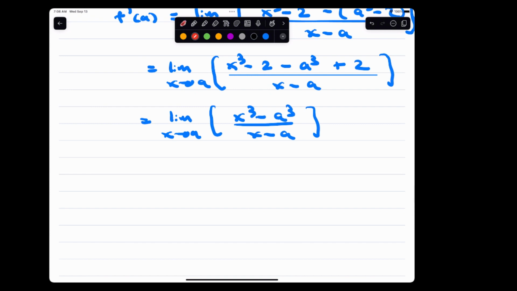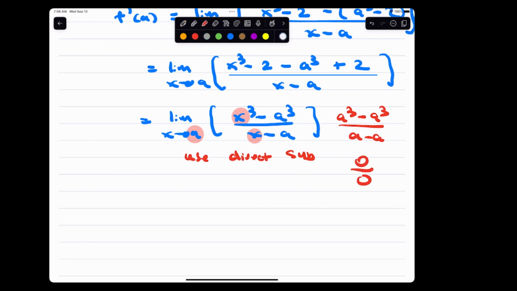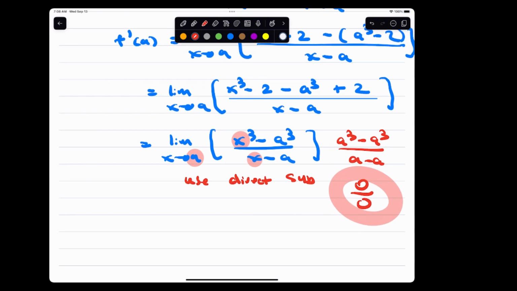Let's see. What would you guys do now? Use what again? Direct substitution. What happens if you plug in that a value for x? What do you think you end up with? A cubed minus A cubed over A minus A right over here. And what does that give you? 0/0. And what is that? Didn't we say you always end up with indeterminate, always, ladies and gentlemen, when you use the definition for some of these functions. And then you always use what again?